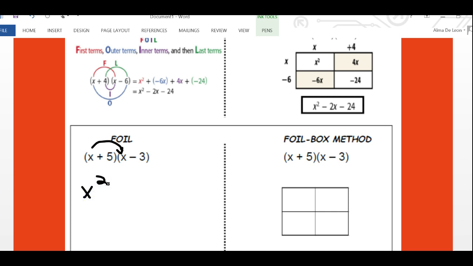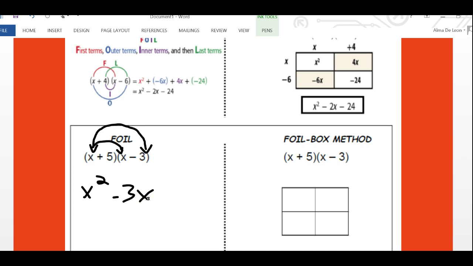O stands for outer. That means that we are going to multiply the outer terms in our parentheses together, the outside terms. And the outside terms are x, which is all the way on one corner, and then -3, which is all the way on the other corner. Those are our outside terms. X times -3 is -3x.